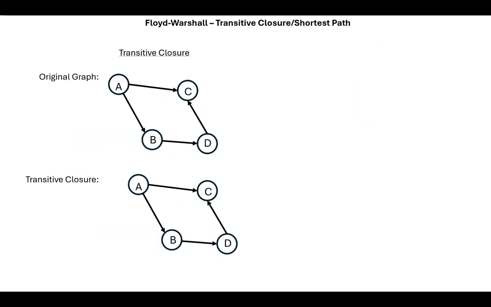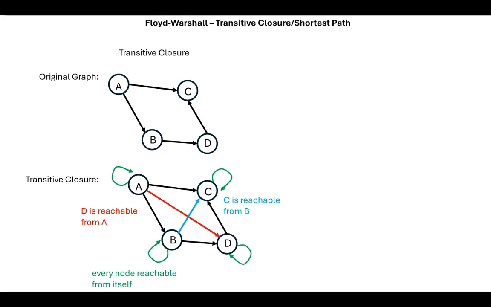What is transitive closure? It tells us which nodes are reachable from which other nodes. The transitive closure of a graph G is a graph that contains an edge from node X to node Y if and only if there is a path from X to Y in G. For example, we can see there is a path from A to D via B, so we add AD. We can see there's a path from B to C via D, so we add BC. And we also add an edge from each node to itself, since every node is deemed reachable from itself.